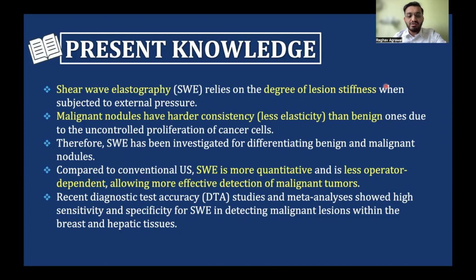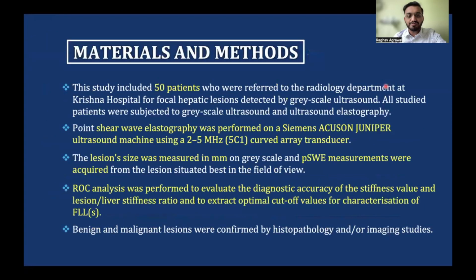Compared to conventional ultrasound, shear wave elastography is more quantitative and is less operator dependent, allowing more effective detection of malignant tumors. Recent diagnostic test accuracy studies and meta-analysis showed high sensitivity and specificity for shear wave elastography in detecting malignant lesions within the breast and hepatic tissues.